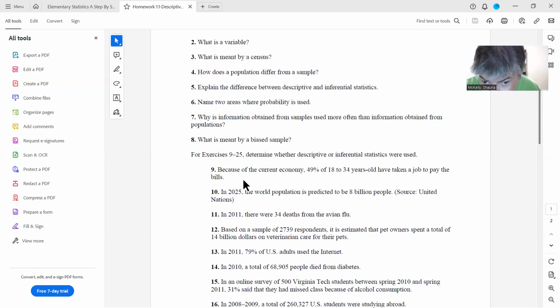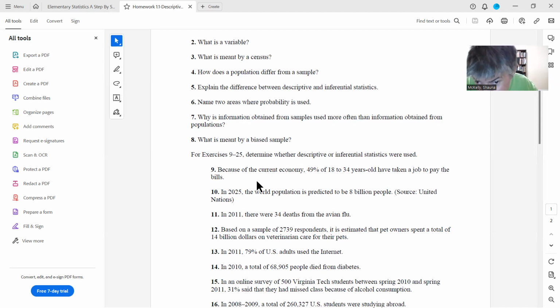Because of the current economy, 49% of all 18 to 34-year-olds have taken a job to pay the bills. Okay, is that making a prediction? No. Is that citing a relationship between variables? Not really. This is just telling us what percentage of people, or these people in this demographic, have taken a job to pay the bills. This is a descriptive statistic. This is a descriptive situation.